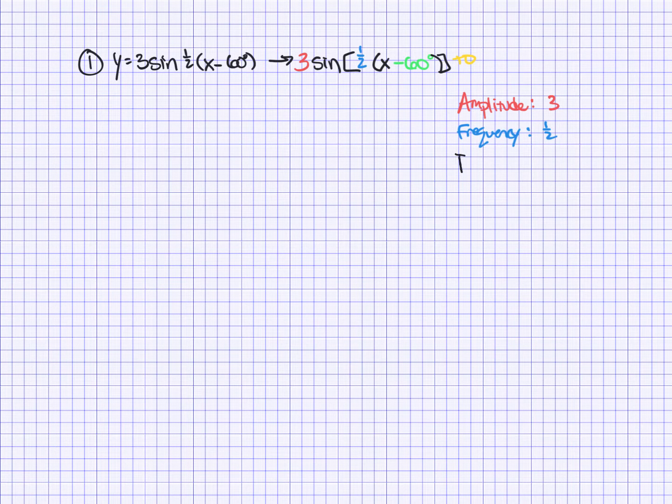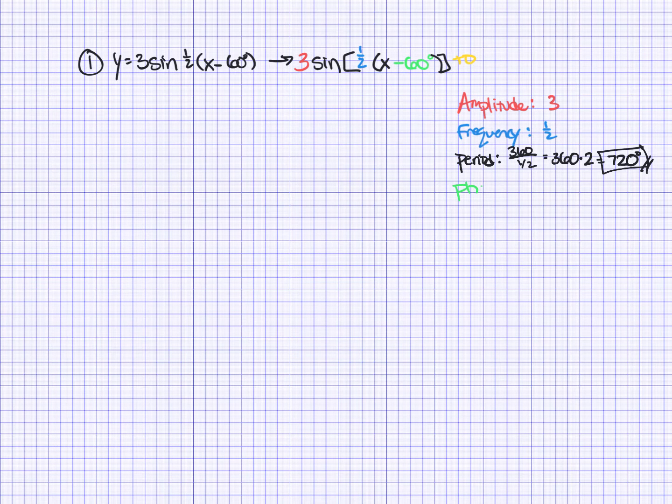Next is going to be our period. So remember, our period is either 2 pi or 360, so in this case 360 degrees, divided by your frequency, or in this case divided by 1/2. Well, that's the same as 360 times 2, or times 2 over 1, and that's going to give us 720 degrees. So we have a period, or one full cycle of 720 degrees, so it got really stretched out.